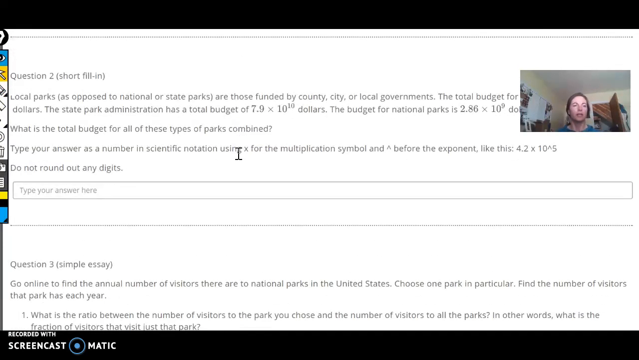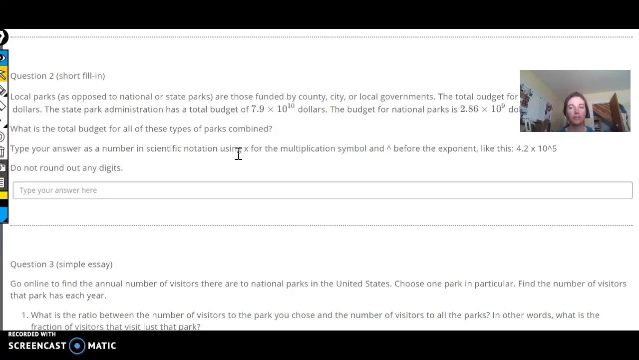Question 2. Local parks, as opposed to national or state parks, are funded by county, city, or local governments. The total budget for local parks is 3.5 times 10 to the ninth dollars. The State Park Administration has a total budget of 7.9 times 10 to the 10th. The budget for national parks is 2.86 times 10 to the ninth dollars. What is the total budget for all of these types of parks combined?